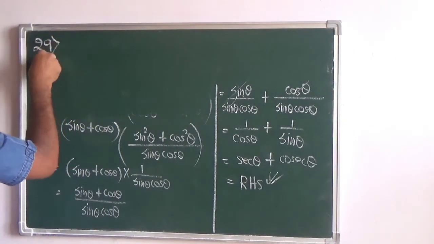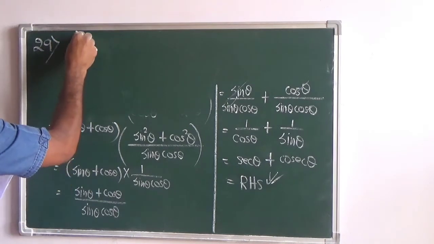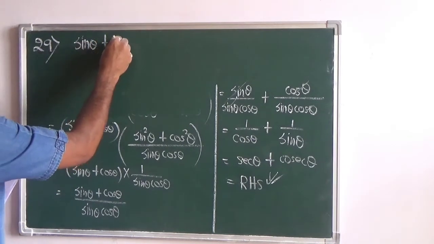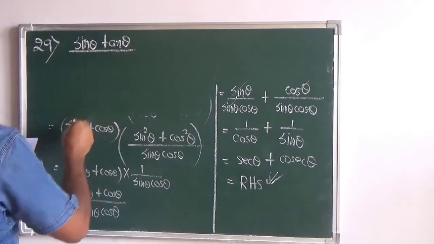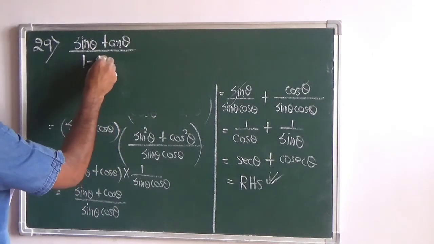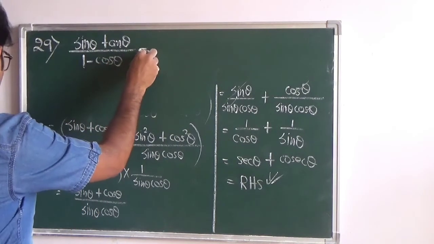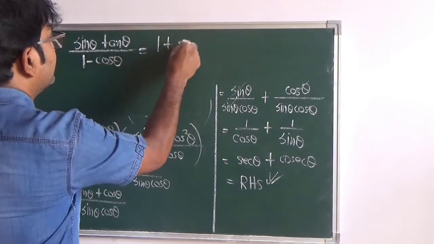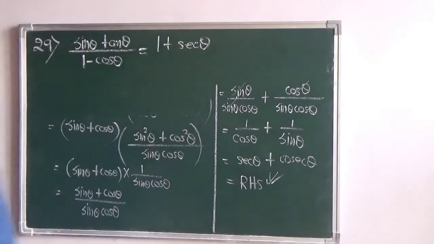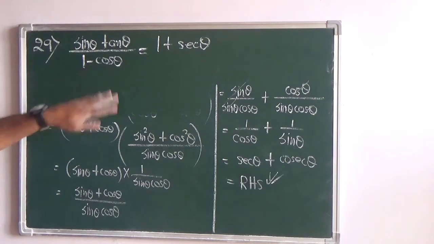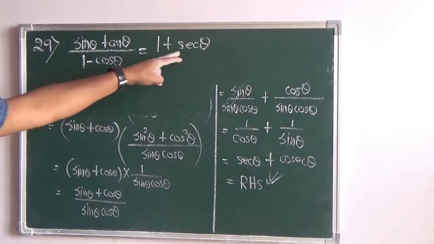Question number 29. Sin theta into tan theta divided by 1 minus cos theta is equal to 1 plus sec theta. So what can we do to this? It is given as sin theta into tan theta by 1 minus cos theta, and on the right it is 1 plus sec theta.